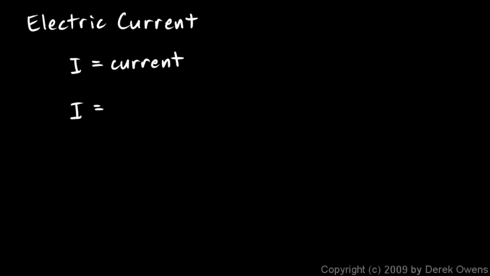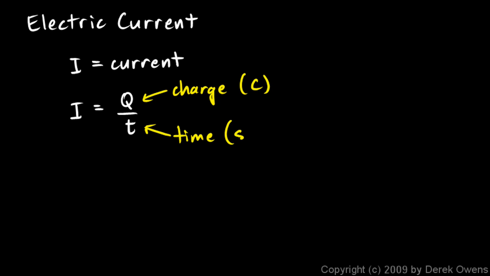And here's the equation. I is equal to Q over T. Now Q, remember, is the charge, and that's in coulombs. And T is the time, obviously, and that's in seconds. So how many coulombs of charge pass a point each second? That's the current. And if 1 coulomb of charge passes a point in 1 second, then we say that the current in the wire is 1 amp. So let's write that. 1 amp is equal to 1 coulomb per second.